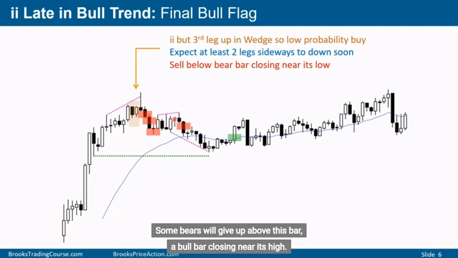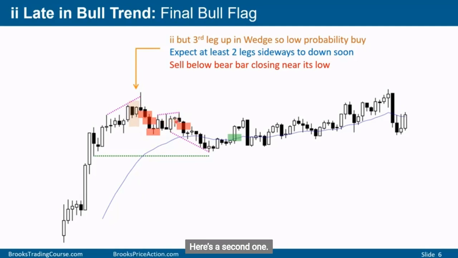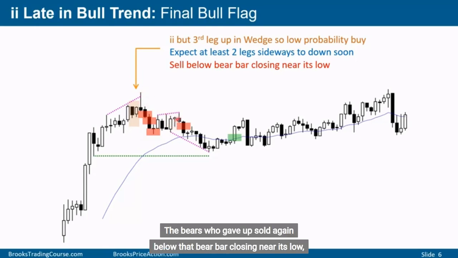Some bears will give up above this bar, a bull bar closing near its high. Here's the second one. But they could hold short and keep a stop up here. The bears who gave up sold again below that bear bar closing near its low, a wedge lower high, a wedge bear flag, and we got a little bit more down.